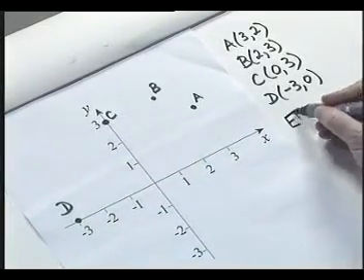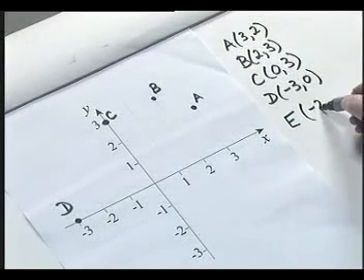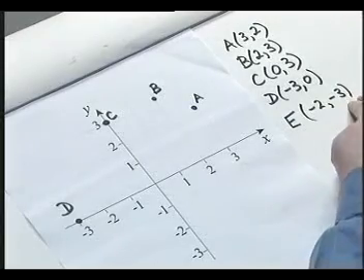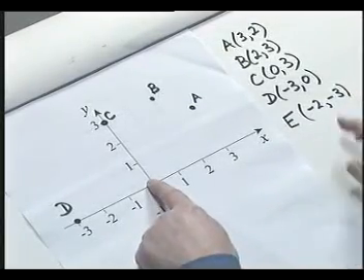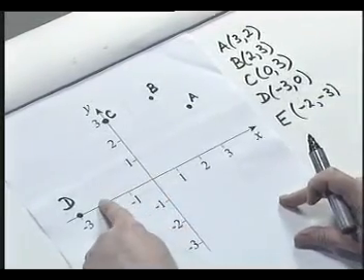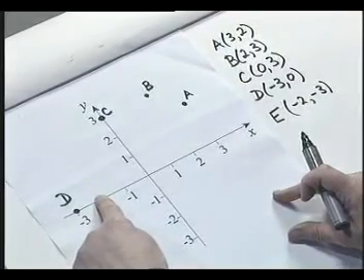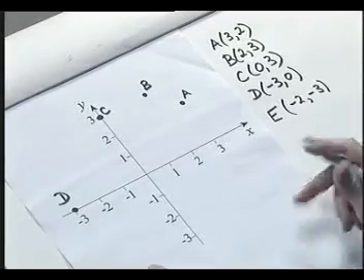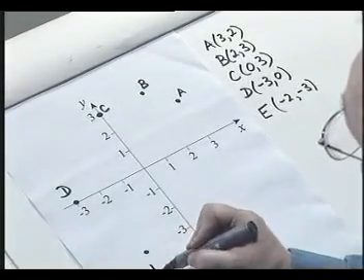Let's have a couple more. E, minus 2, minus 3. So we've got both a negative x and a negative y value. Minus 2 on the x means we move to the left, distance 2. Minus 3 on the y means we move down a distance 3. So we're down there to get to point E.